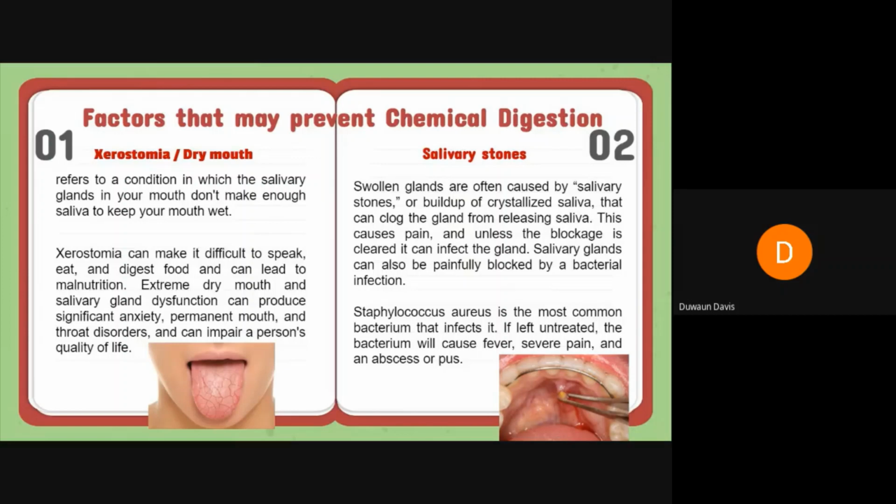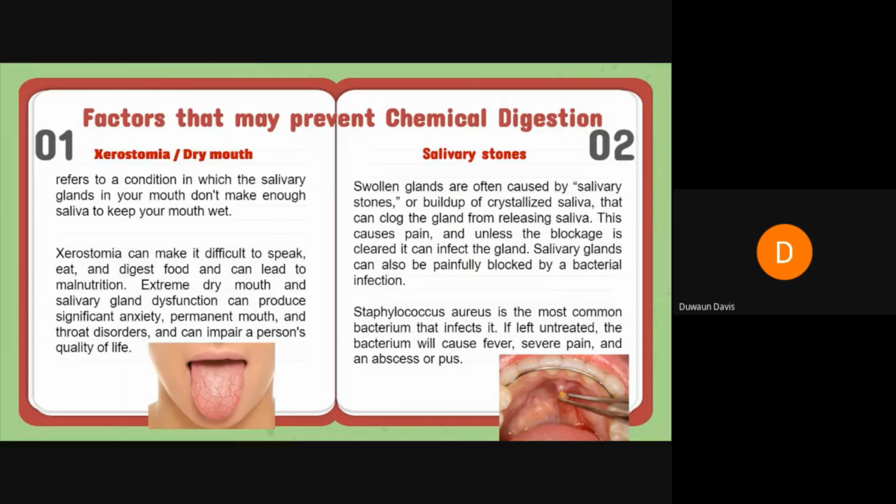Extreme dry mouth and salivary gland dysfunction can produce significant anxiety, permanent mouth and throat disorders, and it can impair a person's quality of life. Now, this dry mouth can be caused by radiation, which shows fibrosis, or it can be caused by an autoimmune disease, which could show an infiltrate of B and T cells, leading to the gland dysfunction.